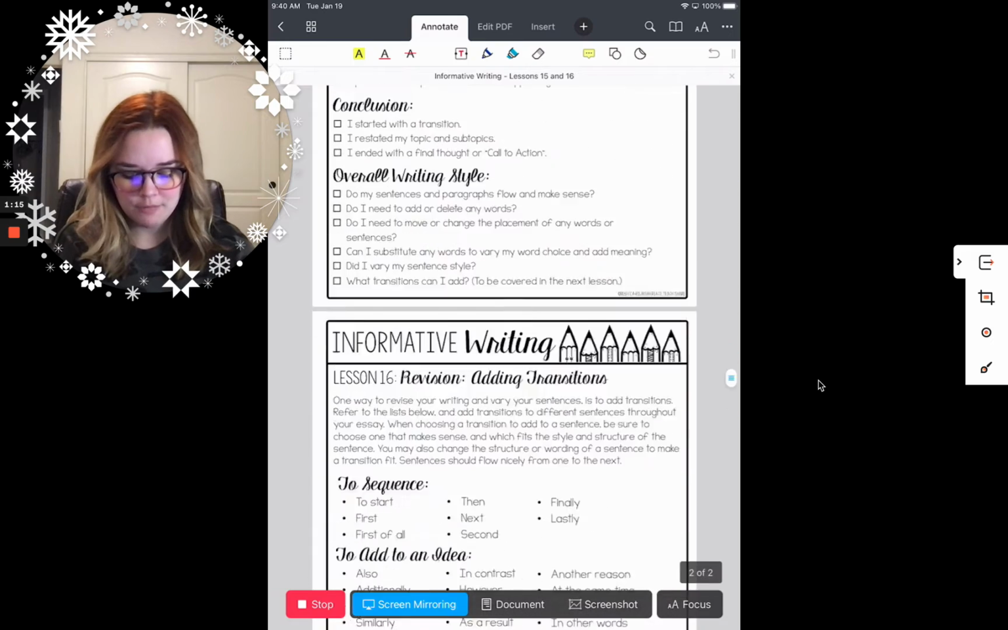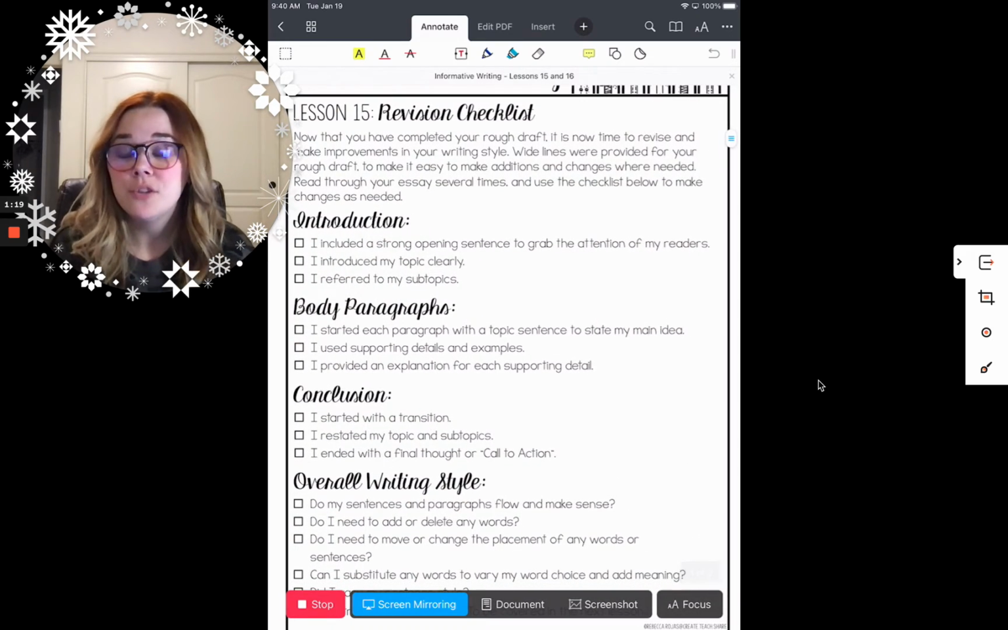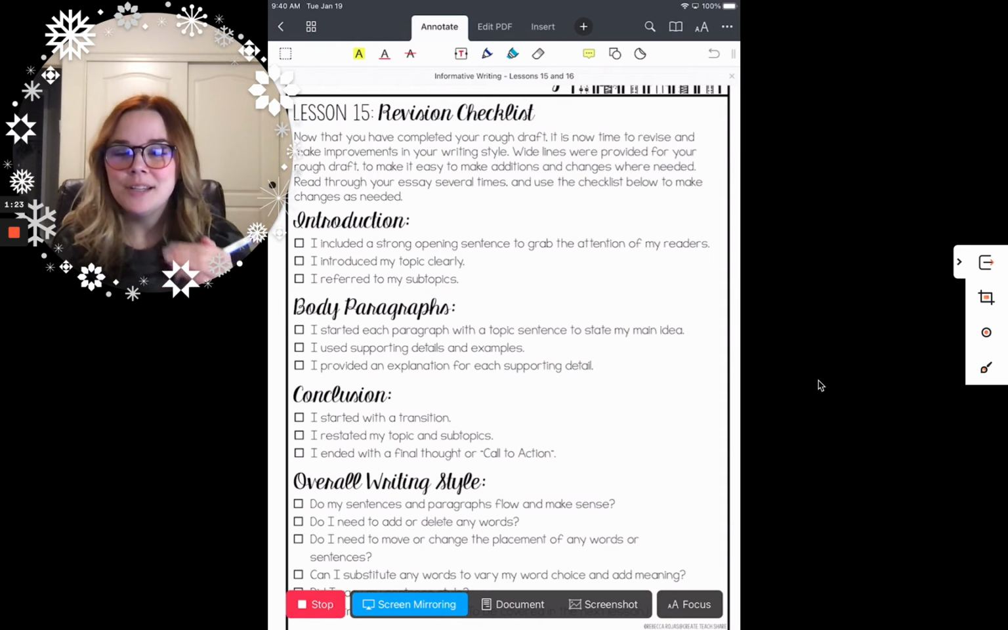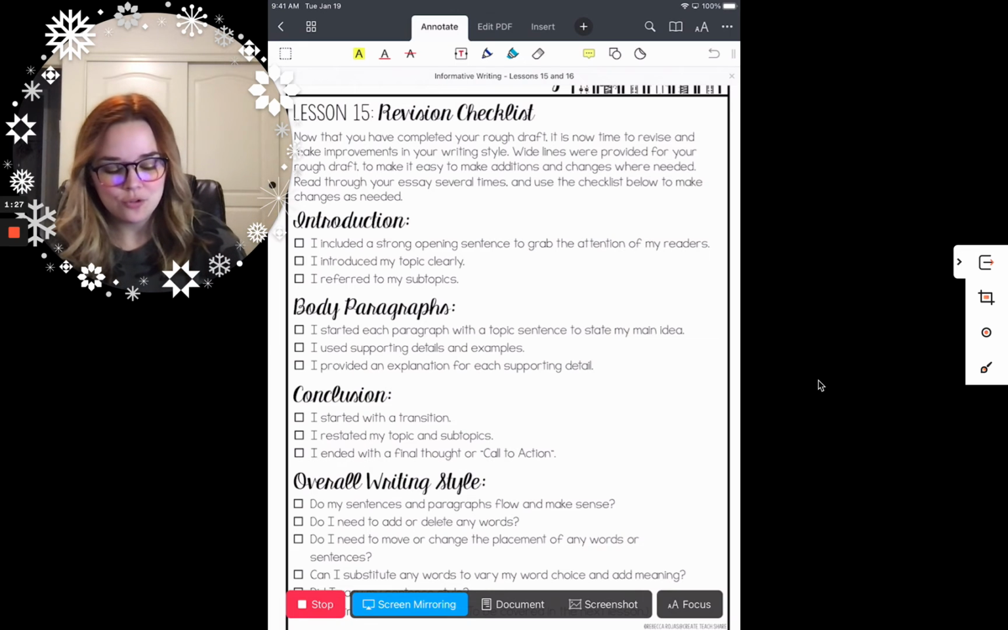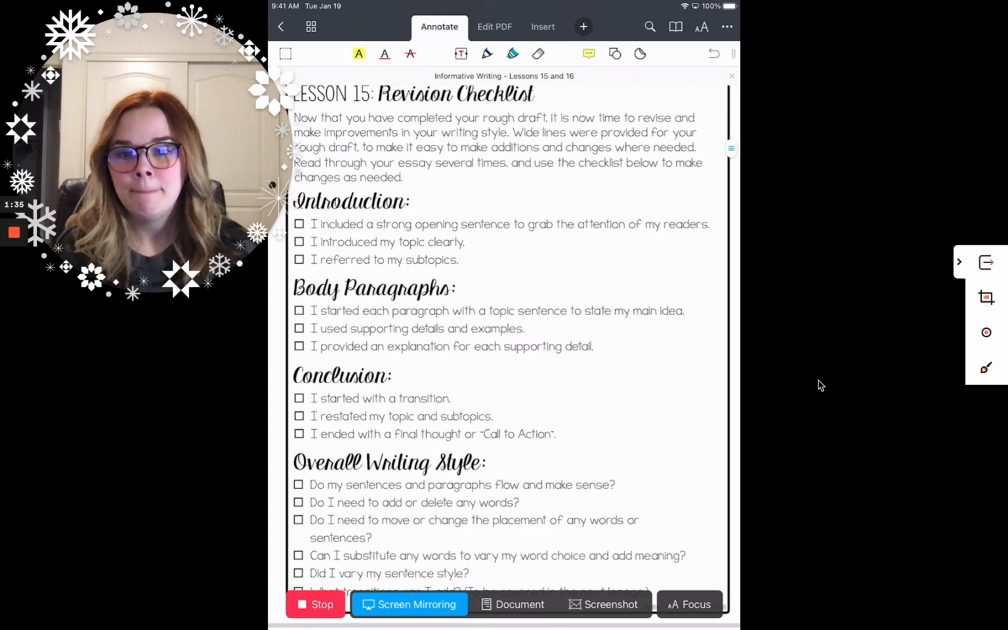So the first part of our checklist is our introduction. First of all, make sure you have an introduction. And then there are 3 things that you want to make sure that you have. Make sure that you included a strong opening sentence. That's like a strong hook or a strong lead to grab the attention of your readers.